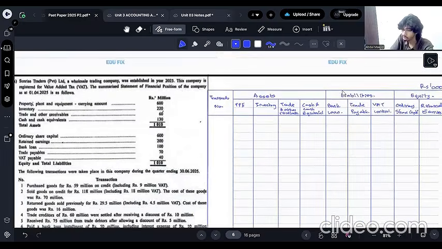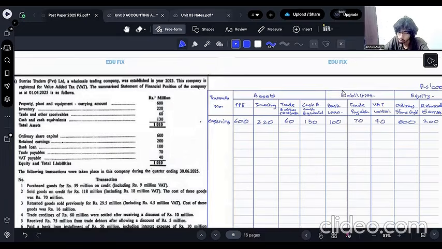So first of all, let's record the opening balances. Opening PPE carrying value 600, inventory 220, trade and other receivables 60, cash and cash equivalents 130. Then ordinary share capital 600. Okay, they have given the accounting equation from a company accounts perspective. Retained earnings 200, bank loan 100, trade payable 70, and VAT payable 40.